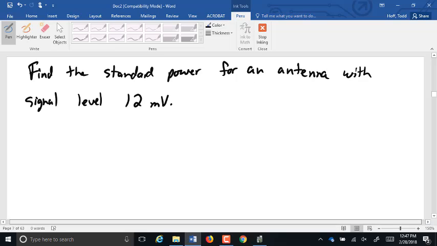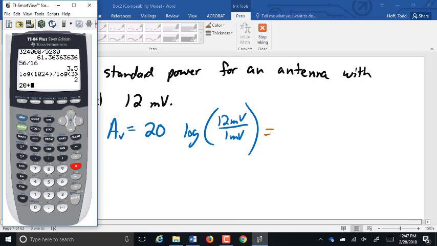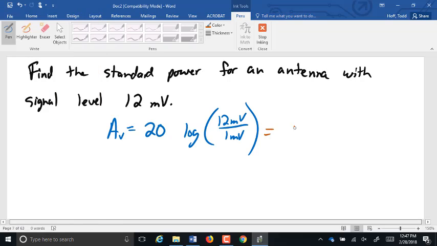What's your formula? 20, there's what I was looking for. 20 times the log of 12 millivolts over 1 millivolt. Gives us 21.58. What's our units that should go on here? dBm. There you go.